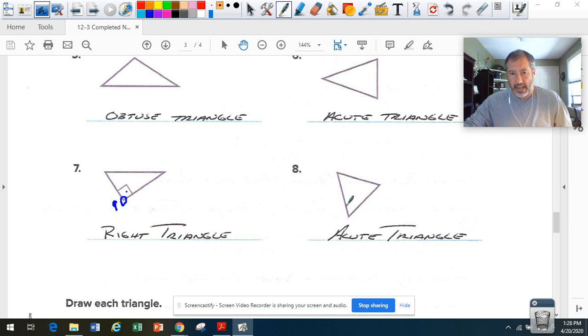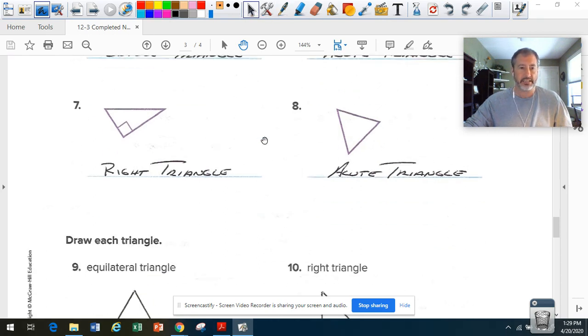Once again over here, this looks to be acute. This looks to be acute. This looks to be acute. So that is an acute triangle. Very, very good. Now they want us to draw. So make sure, hopefully you used a ruler for this to get your lines nice and straight.